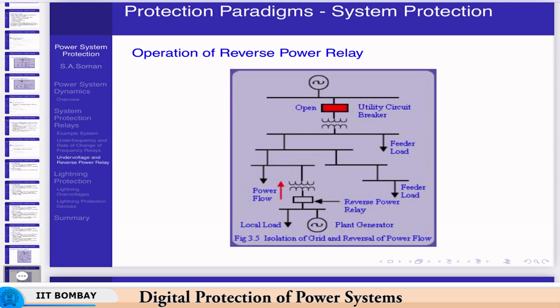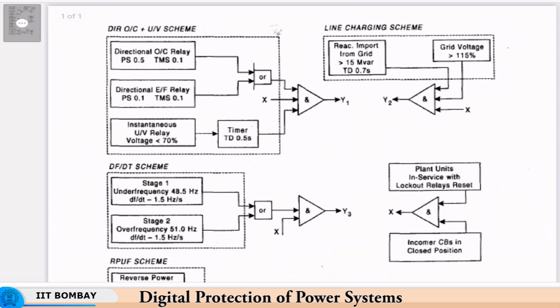This can be taken advantage of, and you can trip the plant interface and then save your plant from being tripped altogether. Because if you lose the in-plant generation and you don't have the utility, then your plant can no longer function. To avoid that kind of occurrence, we use a reverse power relay at the interface and trip. We could also have used an under frequency relay, but that depends, as I said, on the load generation balance, etc., as to which relay will operate first. I will show you an example of a scheme which was used in actual practice.